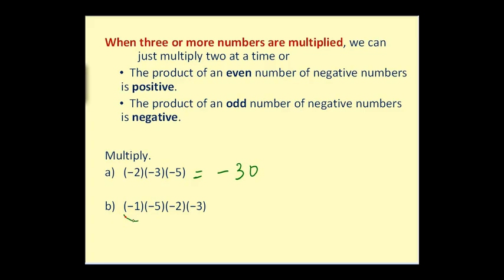On part B, we have 4 negative numbers being multiplied together. So we have an even number of negative numbers, therefore our product will be positive. So now we can just multiply the absolute value of these. So 1 times 5 is 5, times 2 is 10, times 3 is 30. Again, our product is positive.